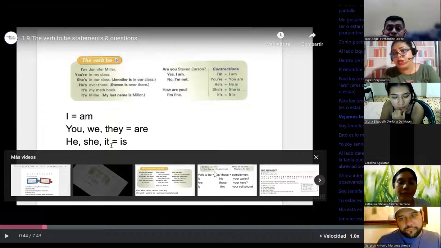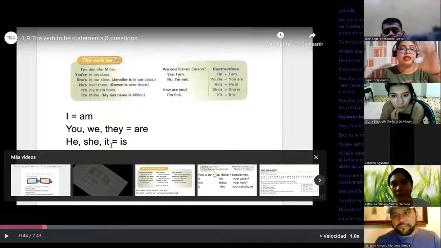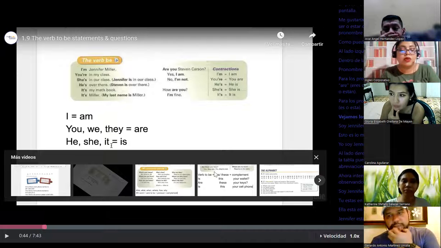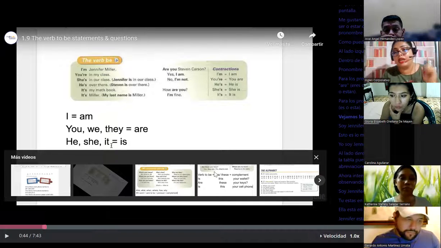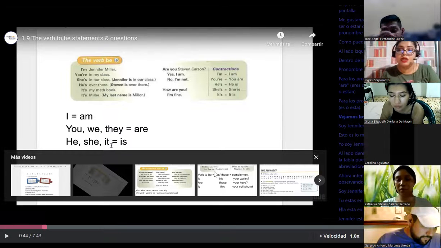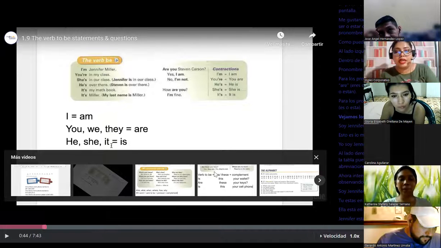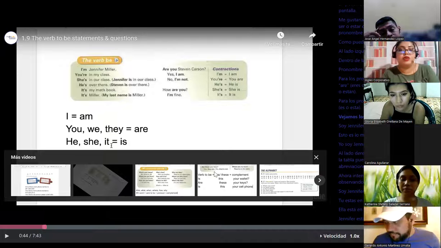Y cada uno de las personas que tenemos acá, que son los pronombres, tienen una forma específica del verbo to be. In this case, we have for the pronoun I, I'm going to use am, I am. Then we have you, we, and they, que utilizamos el you singular y el you plural con el verbo to be are. Y por último, tenemos he, she, it, que vamos a utilizar el verbo to be is para hacer oraciones simples en presente. So, let's continue.